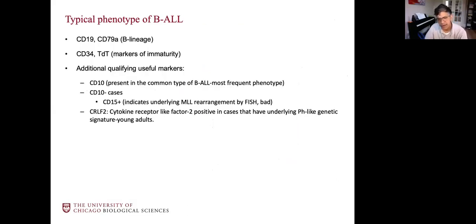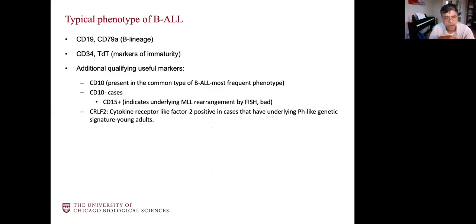And so there are things that we look for that you can use to distinguish normal from abnormal. So this is a typical phenotype of B-ALL. It's positive for 19 and it's positive for 79A. 79A, as I discussed, was the tether molecule that holds the surface immunoglobulin molecule on the B cell. The immature lymphoid proliferations express this tether, but they won't express surface immunoglobulin. And immature B lymphoid processes will express 34 and TDT.